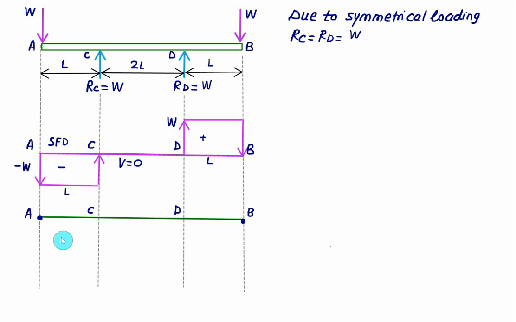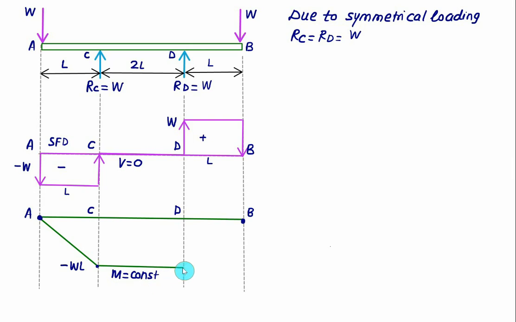We have a rectangle, so in the bending moment diagram we will get a triangle, but the slope will be negative. This value of the bending moment will be equal to minus W multiplied by L. In the shear force diagram from C to D there is no change in the shear force, so the bending moment diagram will remain constant. So our observation is that from C to D the bending moment M is a constant value. So this section C to D, where the shear force is 0 but the bending moment is constant, is called pure bending.